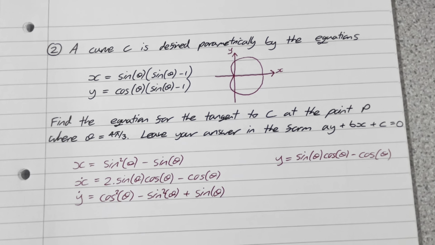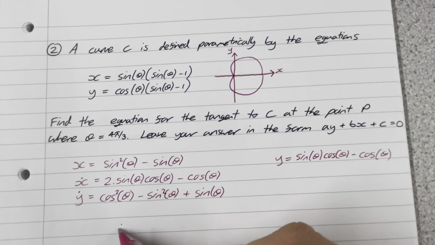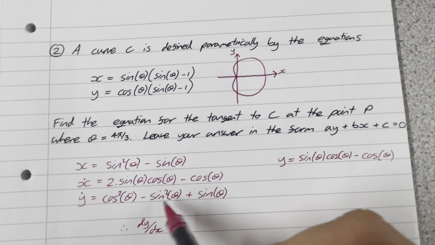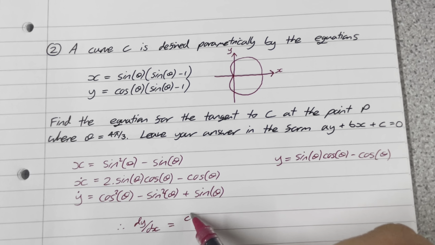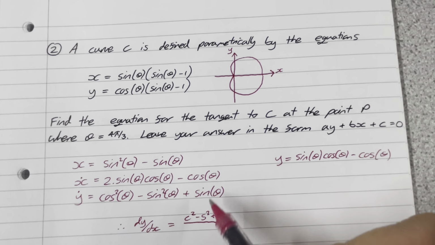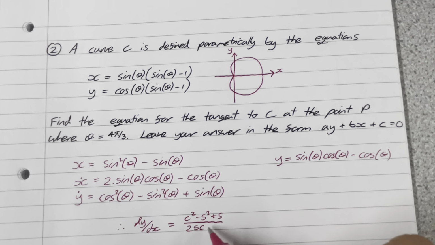Okay, so there's my x dot and y dot, and that will allow me then to state that dy by dx is going to be this thing, which is cos squared minus sine squared plus sine, all divided by 2 sine cos minus cos. Okay, so that is my definition for dy by dx.